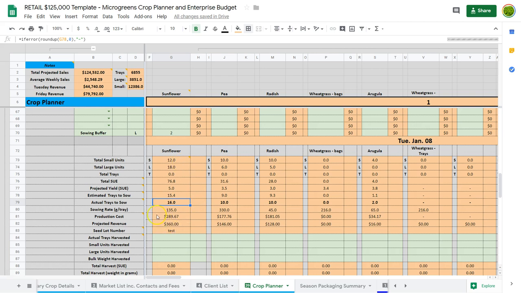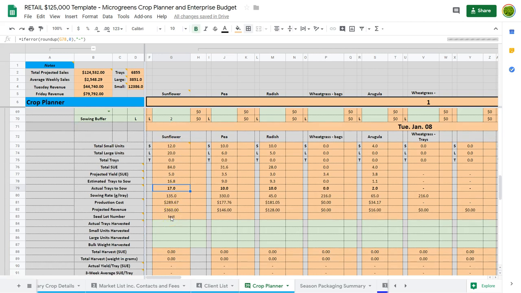So further down here, we've got our sowing rate that feeds in, and this also comes from information we've put in, which actually comes later in the spreadsheet. We actually know what our production cost is here and what our projected revenue is for that crop. So you can see the calculation's done. It's bumped our trays up to 17 because we had a couple large bags of sunflower buffer.